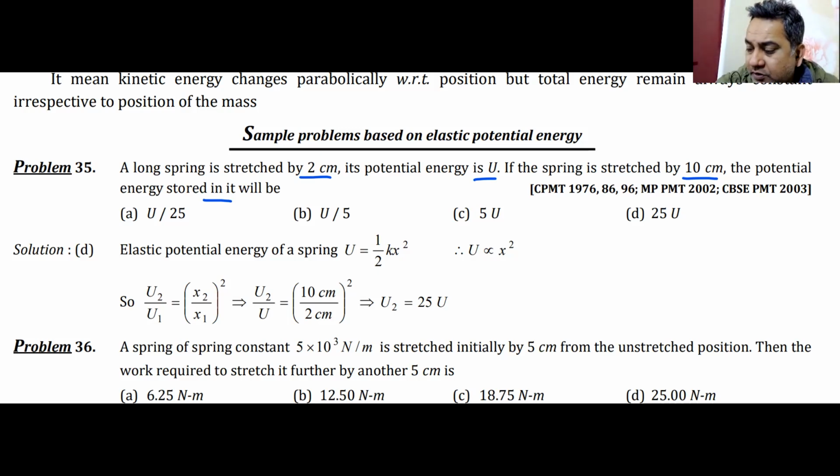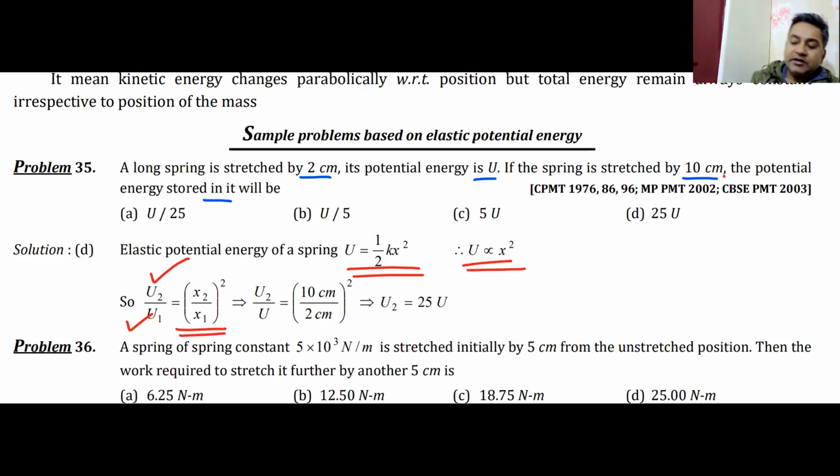Well, I hope you are able to do this. It is pretty straightforward. Energy stored in a spring is half kx square. All of us know it. In the final position, it will be half kx2 square. In the initial position, it will be half kx1 squared. Half k will get cancelled. So, as you can see from here, energy is proportional to x squared.